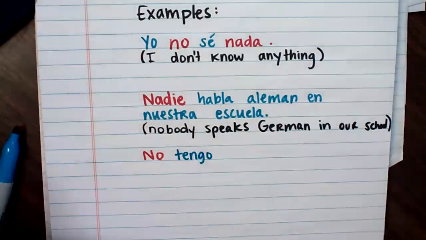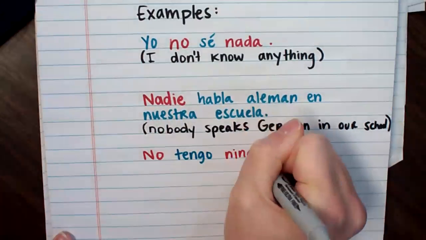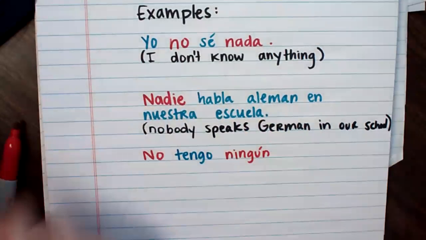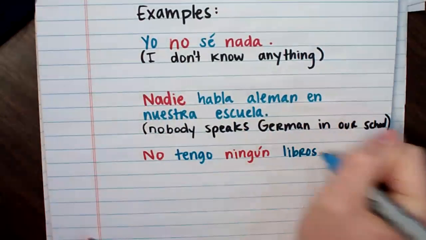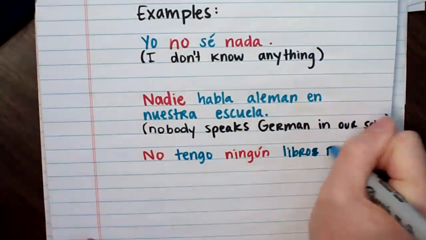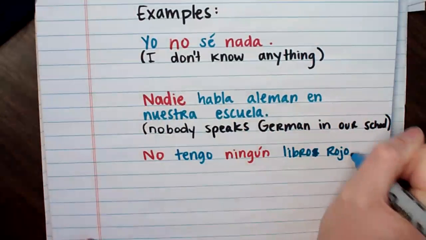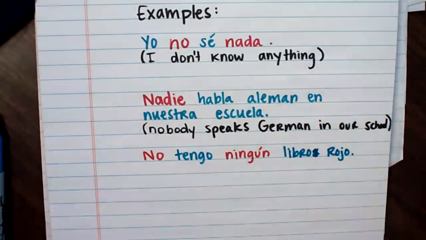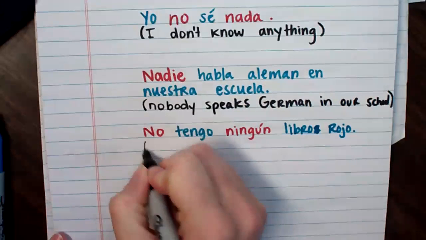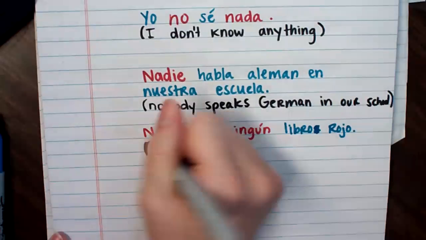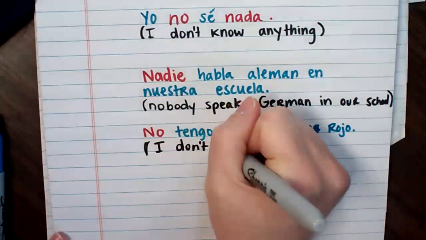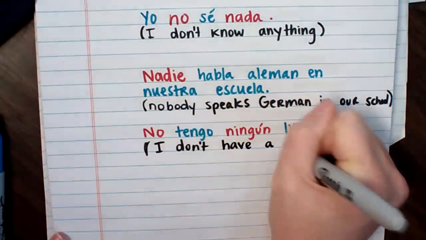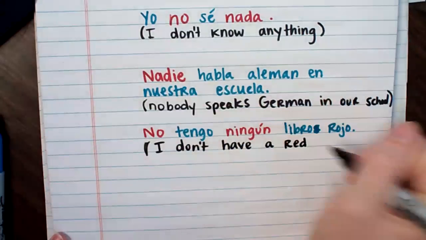No tengo ningún libro rojo. So this is going to translate kind of like, I don't have a red book, or I don't have any red books.